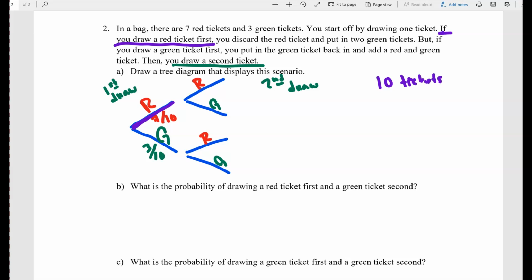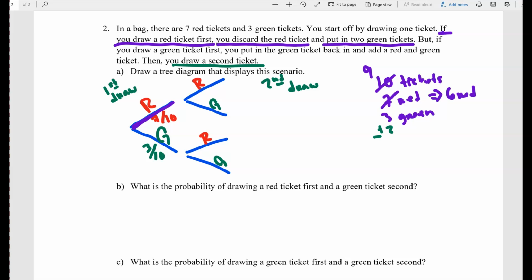So if I draw a red first, you discard the red ticket. I had 10 tickets, 7 were red and 3 were green. That means I'm discarding 1 red ticket. So how many red tickets do I have? I have 6 red tickets now, and I don't have 10, I now have 9 tickets. Then I'm putting in 2 green tickets, so I'm adding 2 to the green. That gives me 5 green now.